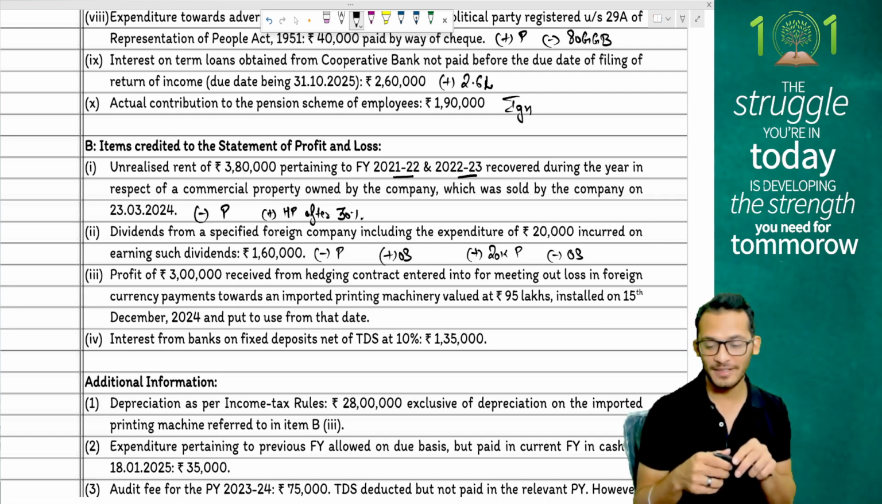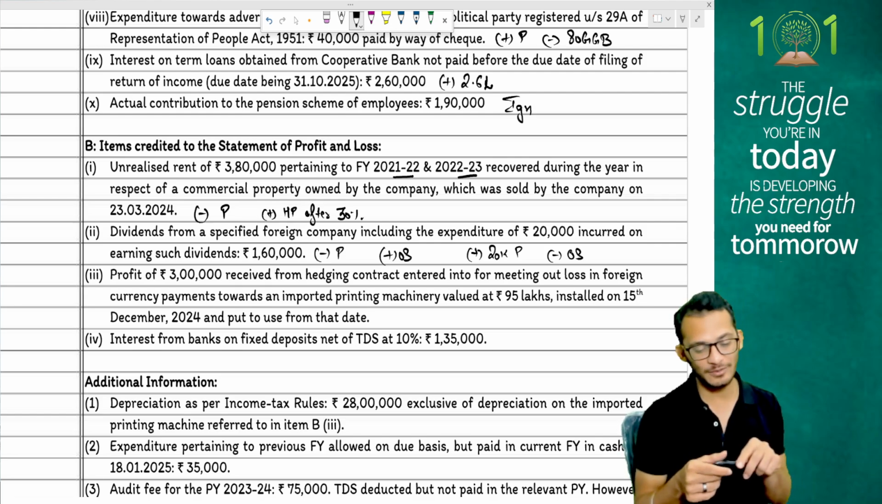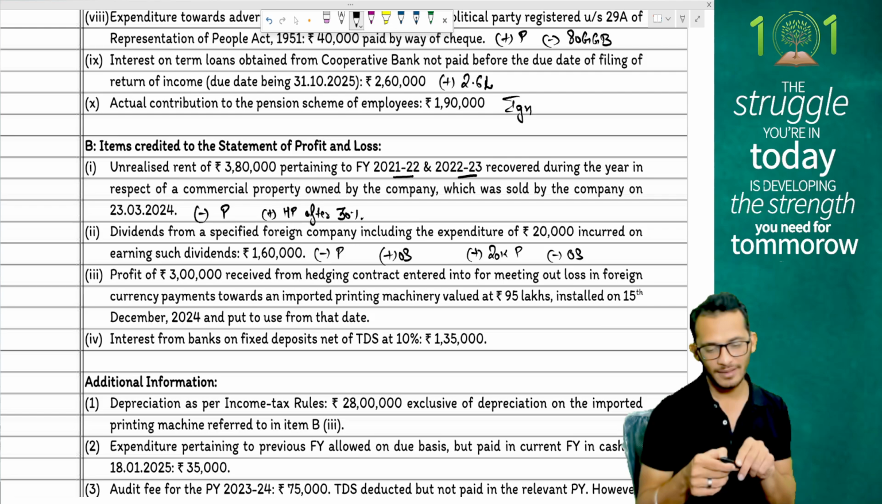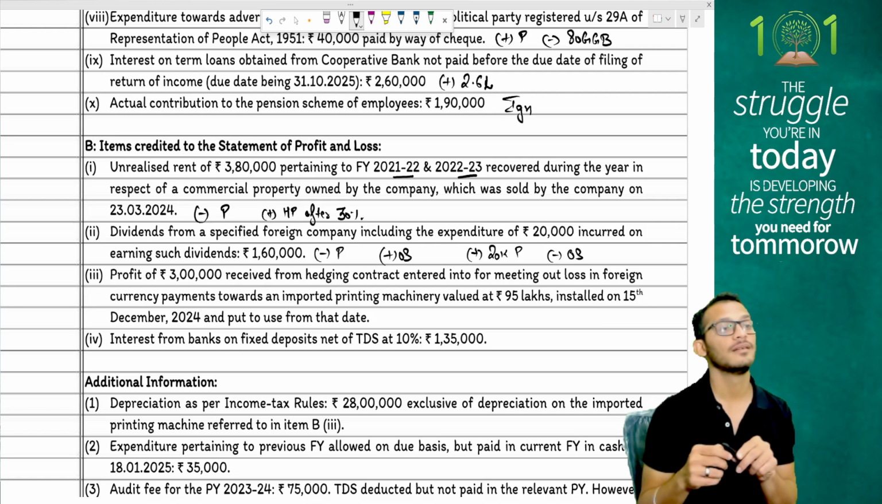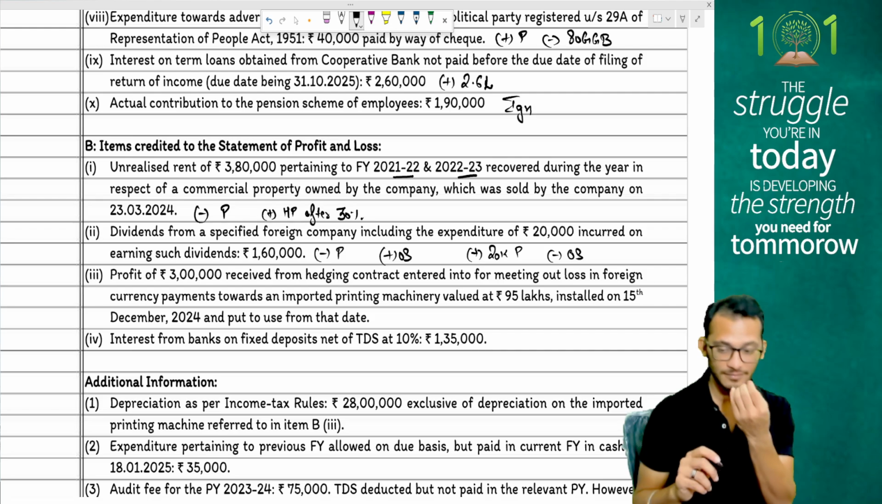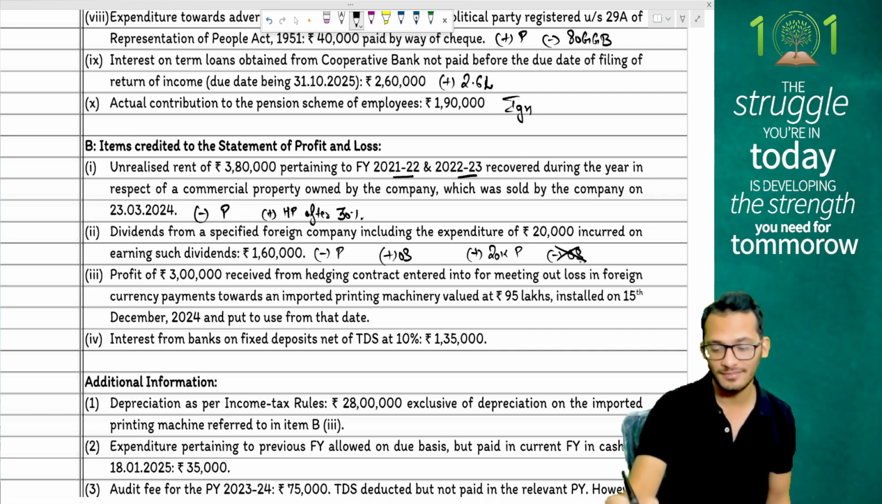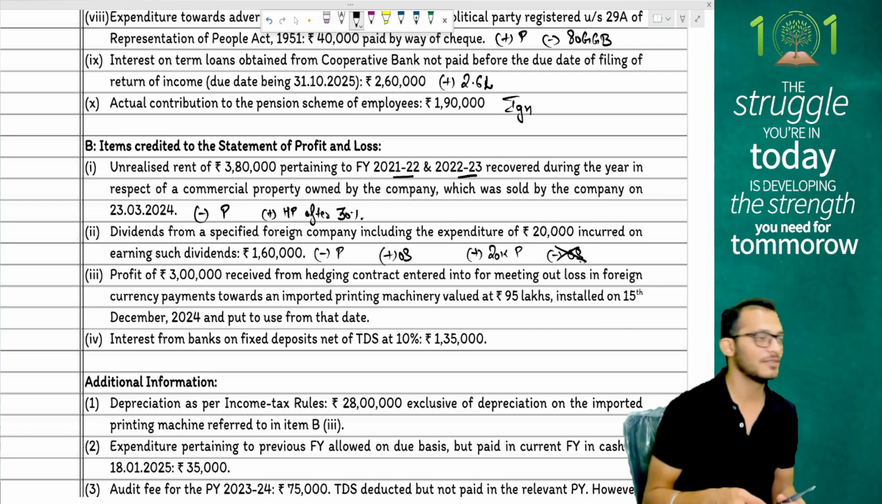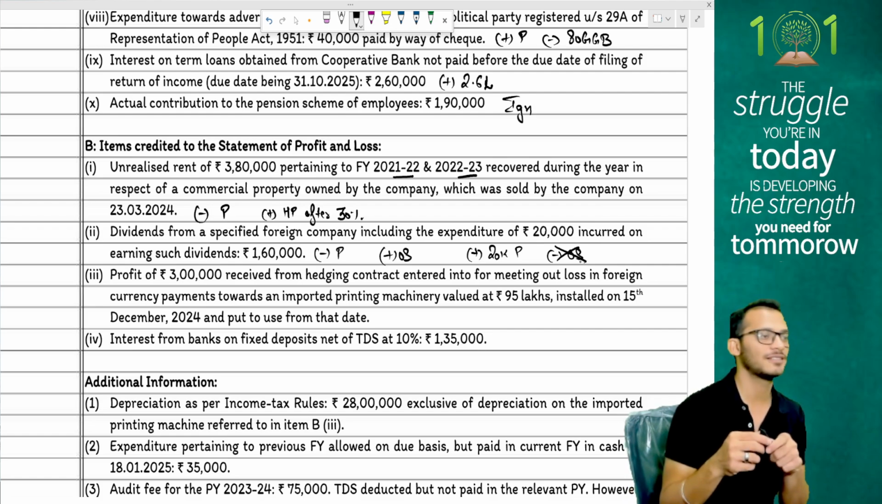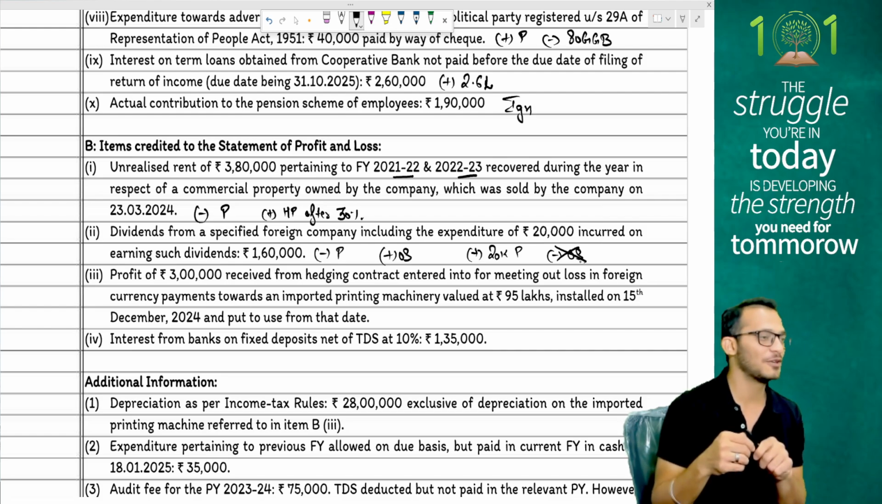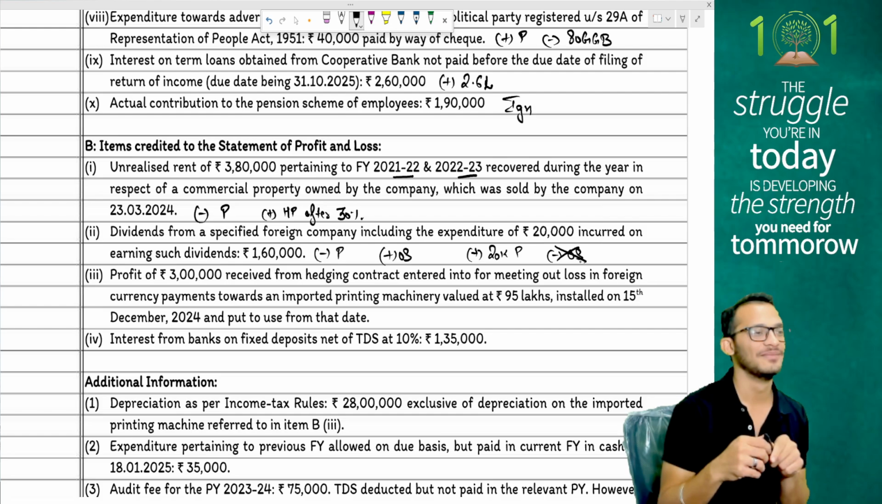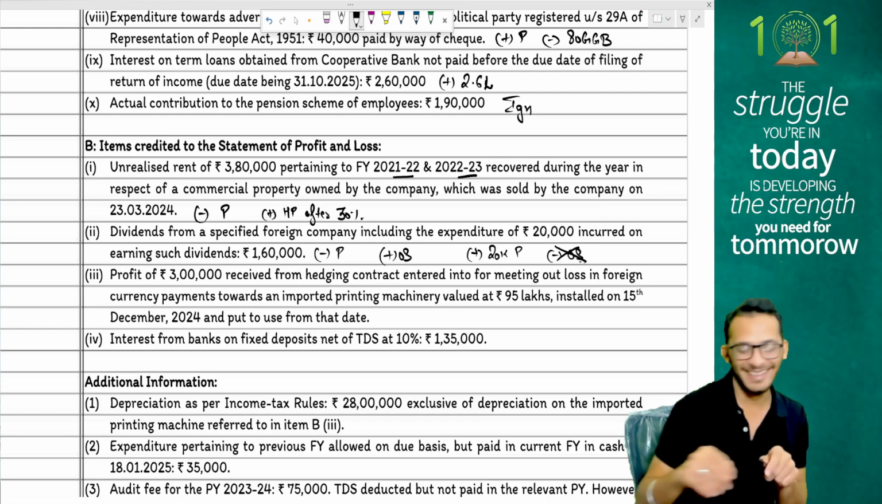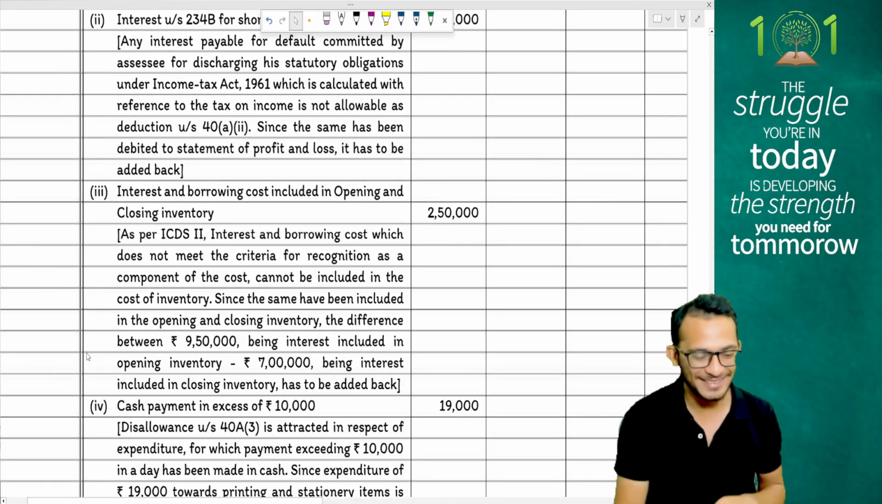Dividends from a specified foreign company, including an expenditure of 20,000 incurred on earning such dividends. That's also another assumption, where you can say it's an interest cost and therefore it is not allowed as deduction. What do we do? You have 5 different alternatives. It doesn't matter, people, just do something. Yes, what have they done? Check.